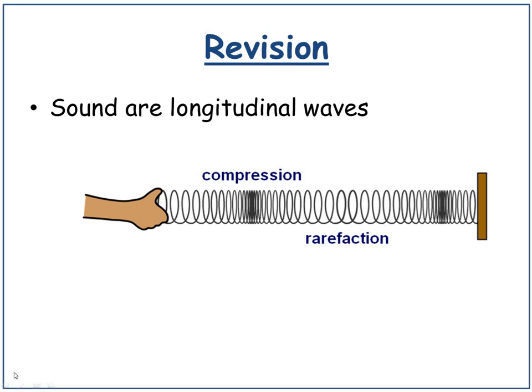So we're looking at sound waves, but just a bit of revision for now. Sound waves are longitudinal waves, and if you're looking at the slinky spring, the place where the springs are close together is known as compression, and the distance between the compressions is known as rarefaction.